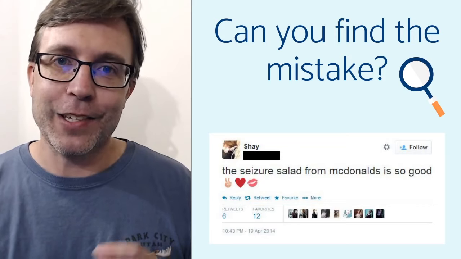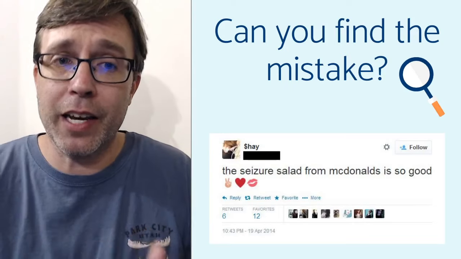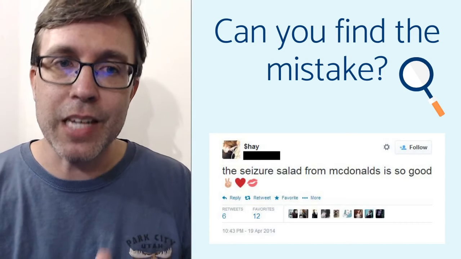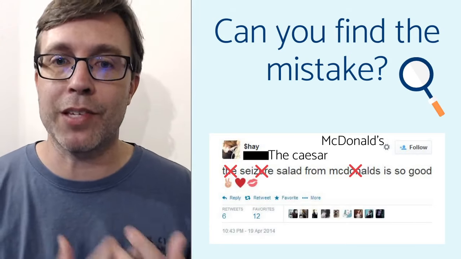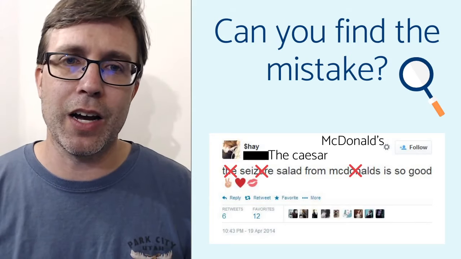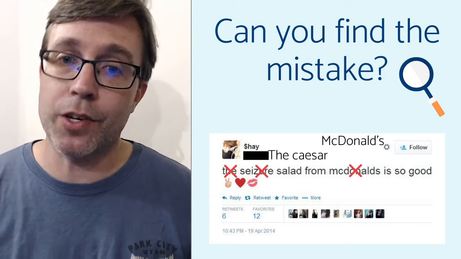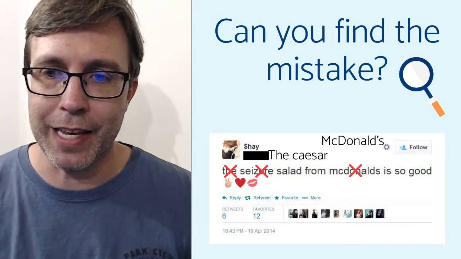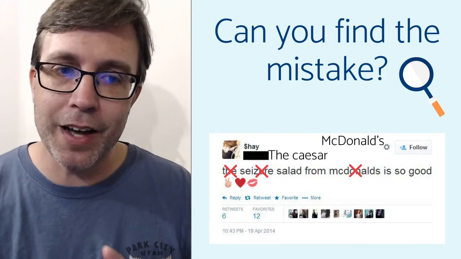Lolly, you're right. Instead of "seizure," which, if you don't know, is a medical condition, they want to say "Caesar." The Caesar salad is a type of salad. "The Caesar salad from McDonald's," or you could say "at McDonald's," either one. McDonald's is a proper noun, so it should have a capital M, capital D. "Is so good." And there should be a period at the end. But again, it's Twitter. People make mistakes all the time, but you guys caught some of these mistakes.